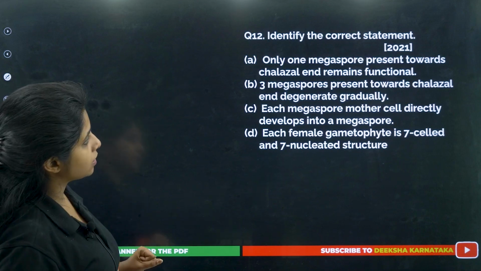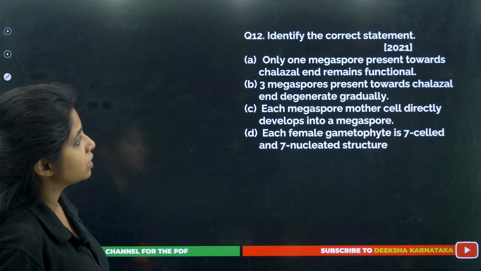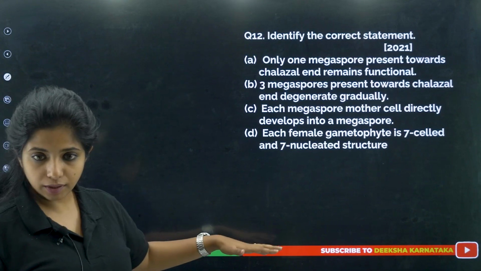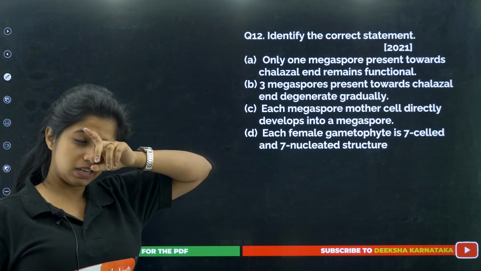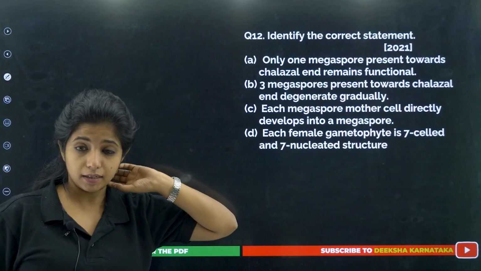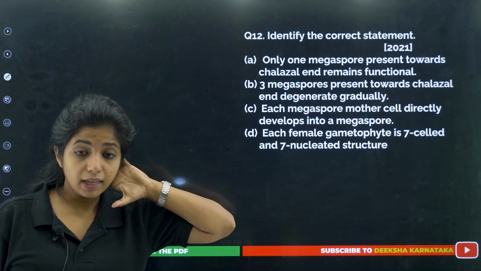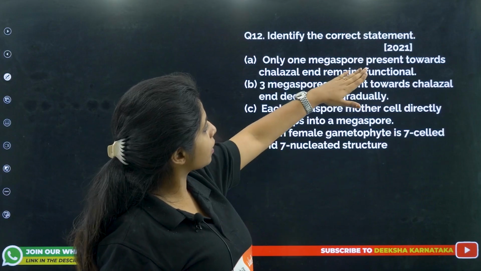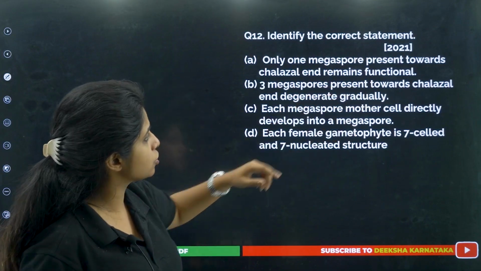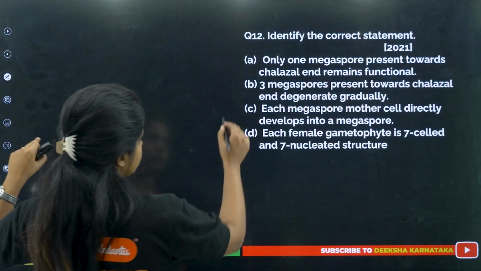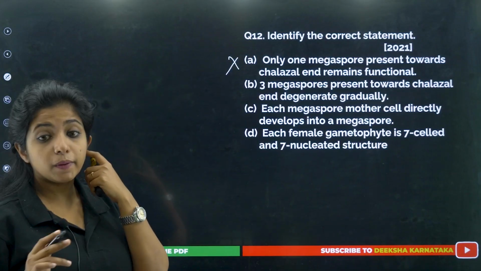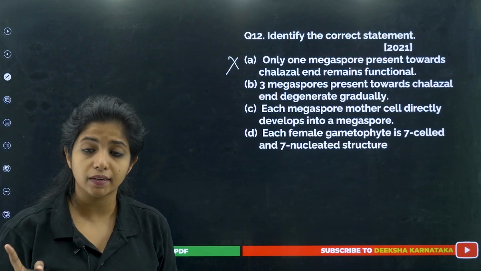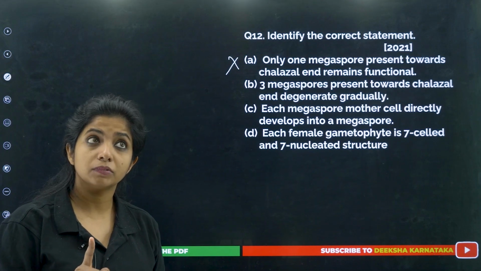So identify the correct statement. Only one megaspore present towards chalazal end remains functional. So chalazal end is the downward end, micropylar is the upward end. Always in the micropylar end only you will be finding the egg cell. So only one megaspore present towards the chalazal end remains functional. No. This is not true. There is only one functional megaspore, but it is not remaining near the chalazal end. It stays near the micropylar end.